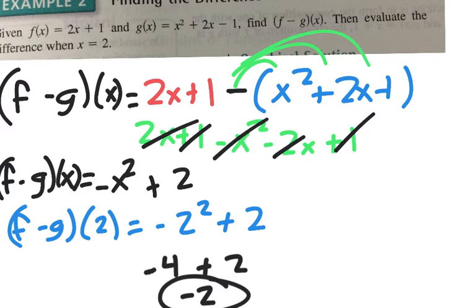Because that negative is outside, it does not get squared. The negative must be part of the x. The only thing we are squaring is x, not the sign in front of it.